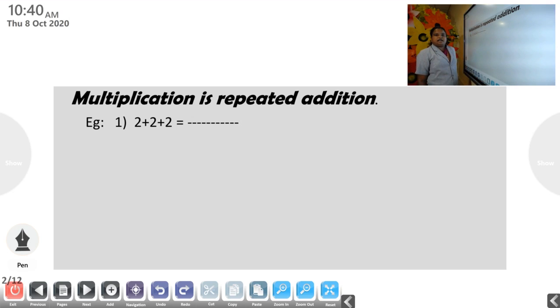Multiplication is repeated addition. For example, 2 plus 2 plus 2 is equal to dash. What is 2 plus 2 plus 2? 2 plus 2 is 4. 4 plus 2 is 6. Here, 2 is added repeatedly. How many times added? 3 times added. 2 is added repeatedly 3 times. That is 3 times 2.